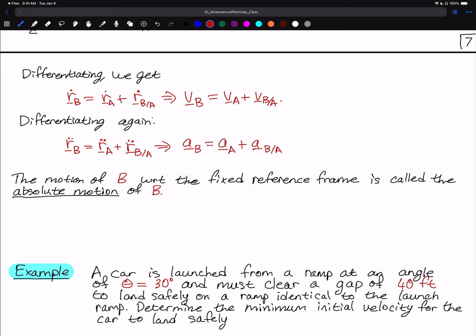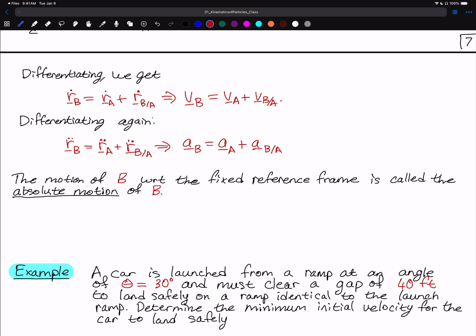Now, we haven't exactly written out what our r dot B/A or our r double dot B/A are, and that's because they depend on the reference system that we use, or the frame of reference, and the motion itself. But we can see here that the absolute position or absolute motion of B can be defined in terms of the absolute motion of A plus the relative motion of B with respect to A.